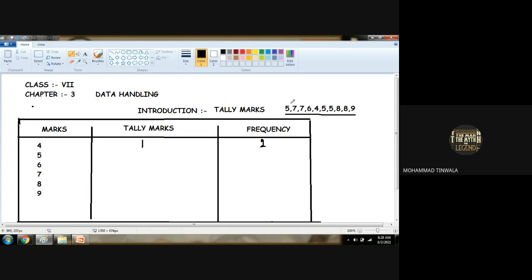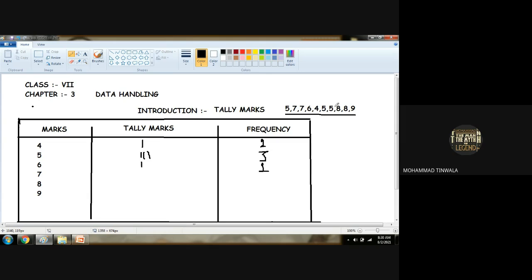Then 5. 5 how many times? Three times. So tally marks we will place 1, 2, and 3. How many students got 5 marks? Three. We have to write frequency 3. Then 6, how many times? 1. In tally mark we have to place 1 here. And how many students got 6 marks? 1 student. Understood the concept?